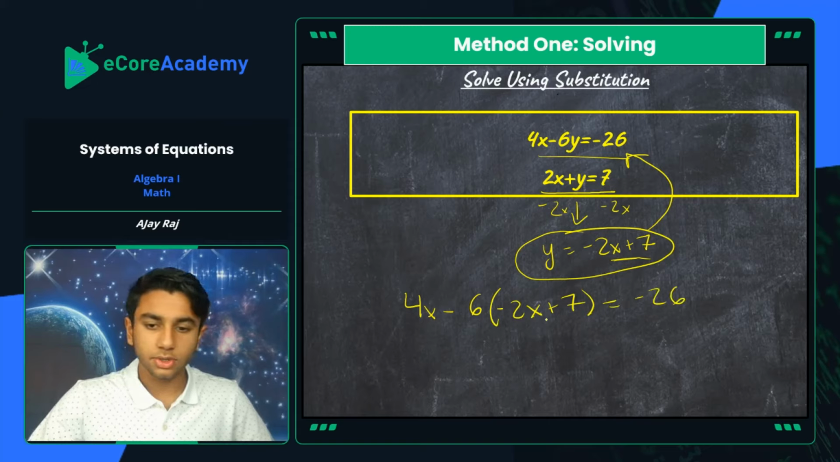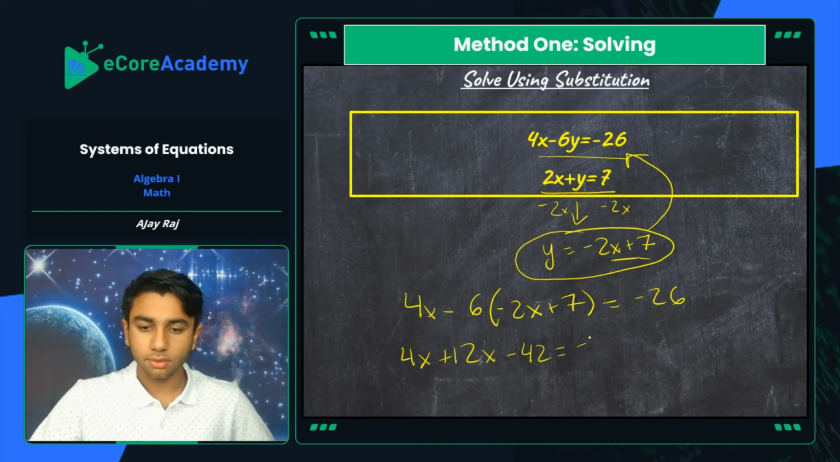Now we can merely distribute this and put this all in terms of x. So the only variable that's going to be in this equation is just x. So 4x, negative 6 times negative 2x is going to be plus 12x. And then negative 6 times 7, that's going to be negative 42. That equals negative 26. We'll add these x's together, so that's 16x minus 42 equals negative 26.